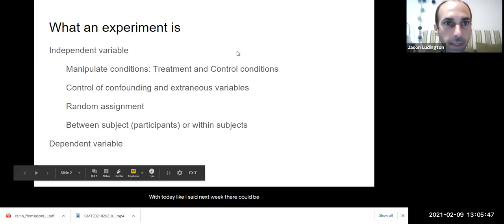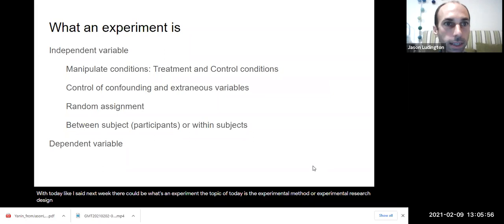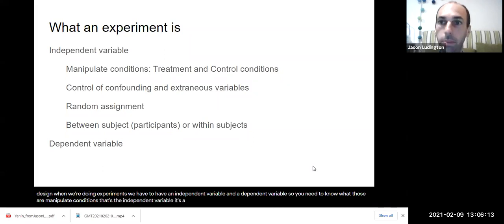What's an experiment? The topic of today is the experimental method or experimental research design. When we're doing experiments, we have to have an independent variable and a dependent variable. So you need to know what those are. Manipulate conditions. That's the independent variable. It's a manipulation, like giving treatment to this group and not that group. This participant, but not that participant.